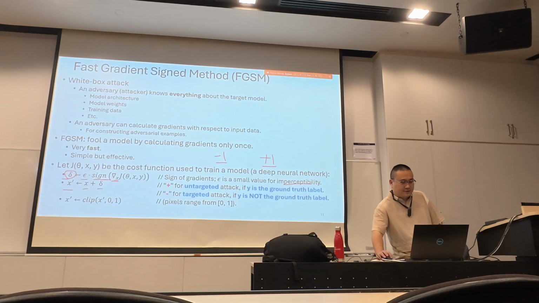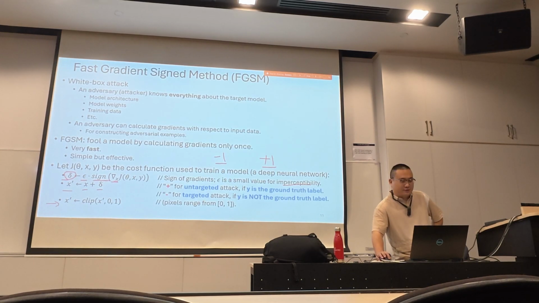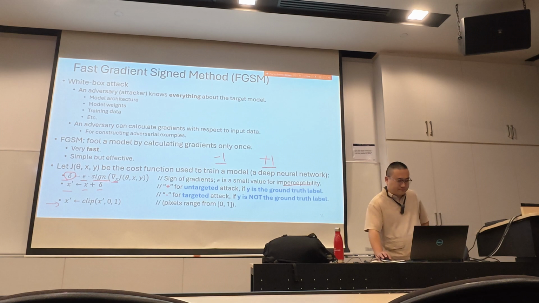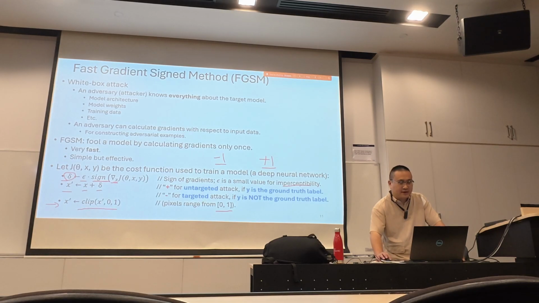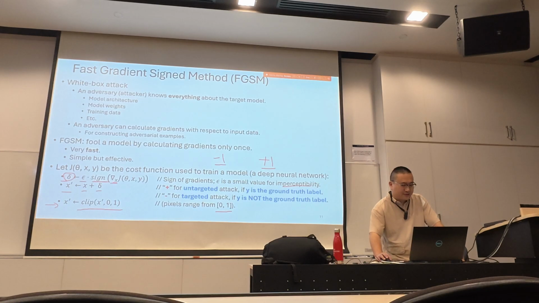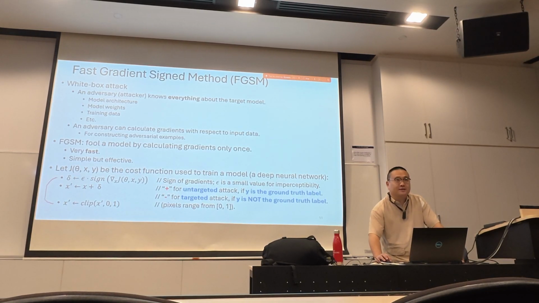And finally, in the third line, this is to make sure that the pixel range is in the valid range. Because when we represent images, each pixel is in the range 0 to 1. So therefore, we just clip the attacks, so that the attacks are still valid images. So basically, when you implement the fast gradient sign method, you can just use 3 lines of code to calculate the attacks.